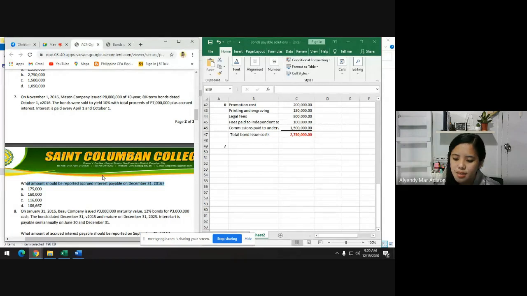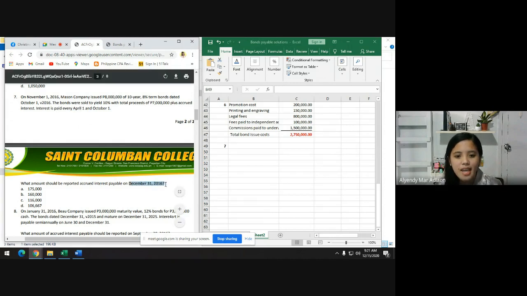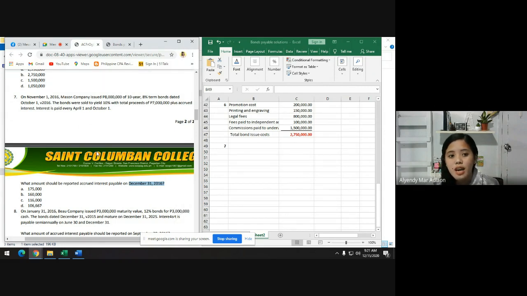Okay, so class, take note that the date of the bonds is October 1, 2016. Since the interest is paid every April 1 and October 1, after this October 1, 2016, wala pa man ang first nga interest payment, di ba? April 1 pa. So that would still be on April 1, 2017. So unsa naman ta karon? Today is December 31, 2016. So that means there are interests that were not paid yet.